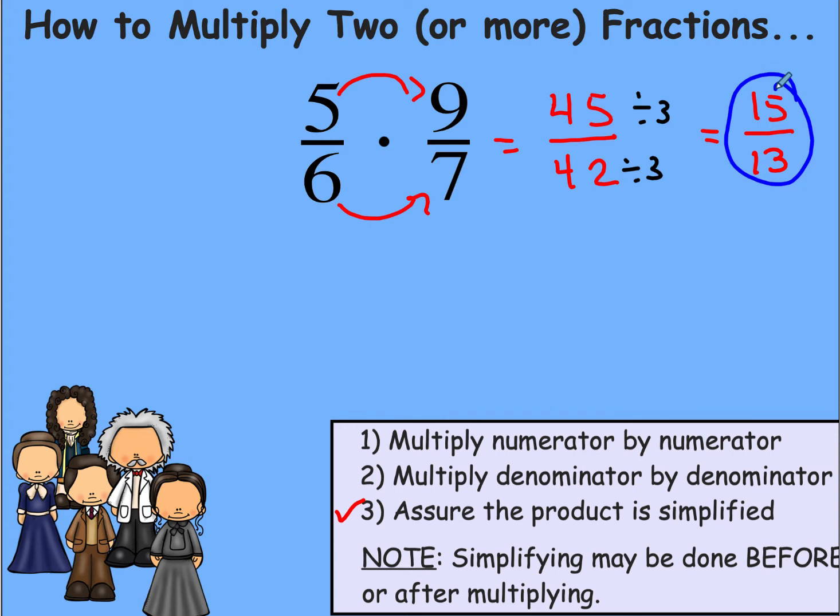Simplifying does not mean that your answer must be a fraction with the numerator less than the denominator. 15 over 13 meets the criteria for a fraction. And what I notice is that in my original problem, I had the fraction 9 over 7, which also was greater than 1. So this is the best way to write my answer.